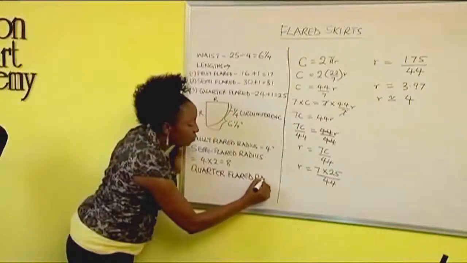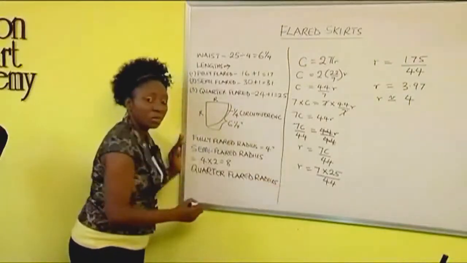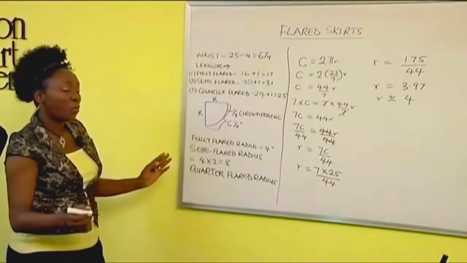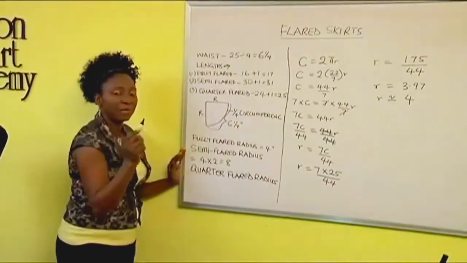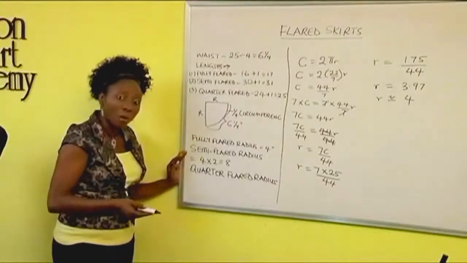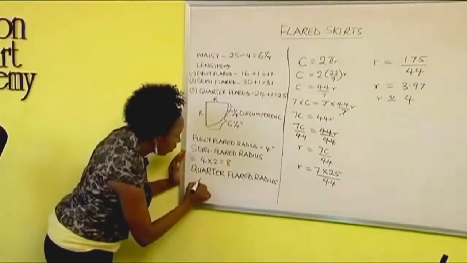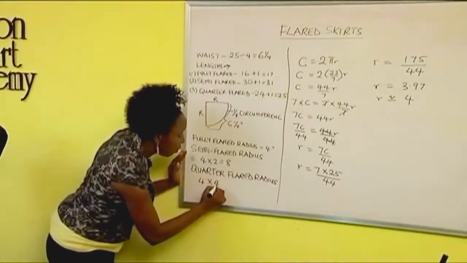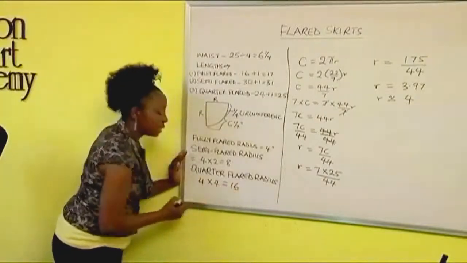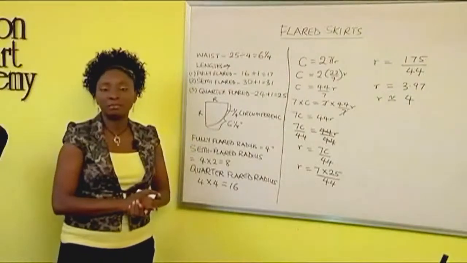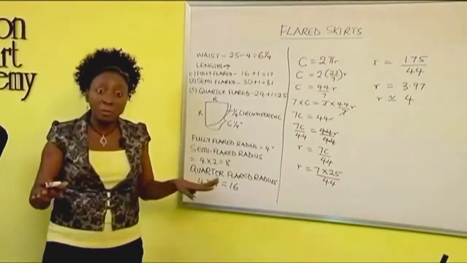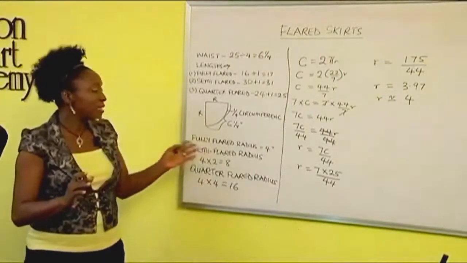For our quarter flared radius, I'm sure you can guess what we're going to do because it's a quarter. We're going to take this same fully flared radius we have here and multiply it by 4. That will be 4 inches times 4, which gives us 16 inches. Now, I would not fold my fabric at all. I will use it as single ply, just like that. And you can see the differences.